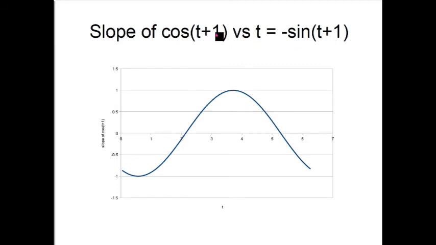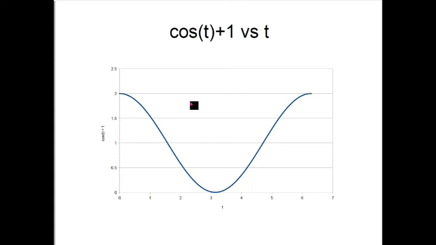This is known as a phase shift. That +1 is a phase shift, and the phase shift does not affect the slope at all. Now, if we tack on 1 to the outside like that, not adding 1 to the t, but adding 1 to the entire function, that has the effect of shifting the graph upwards. So instead of going from 1 to -1, we're now going from 2 to 0.